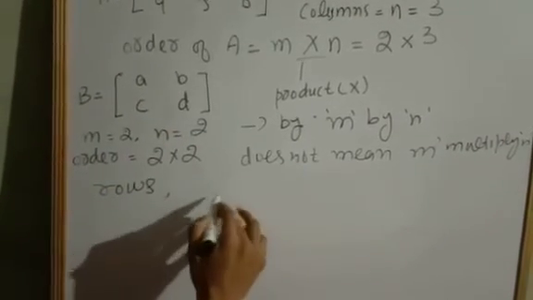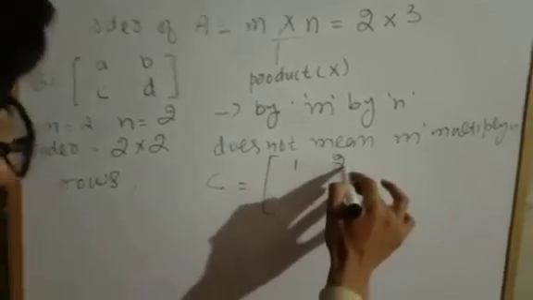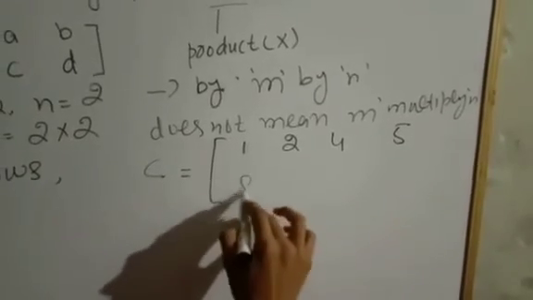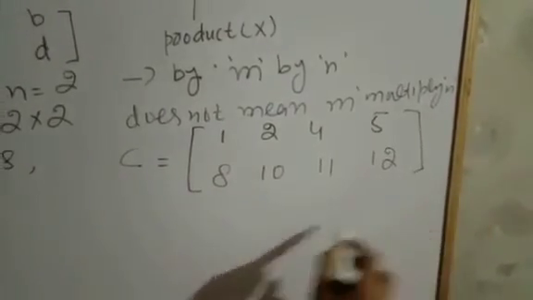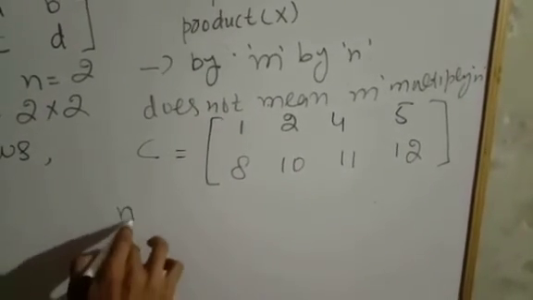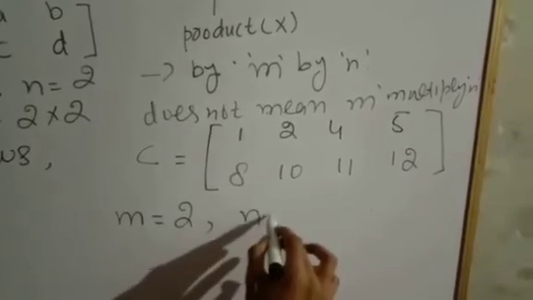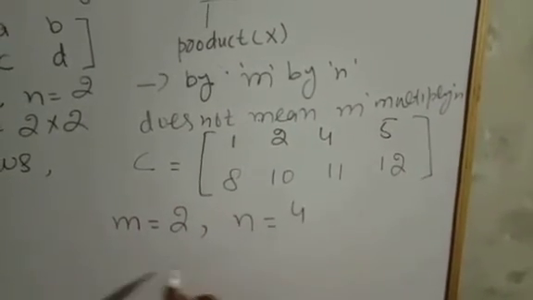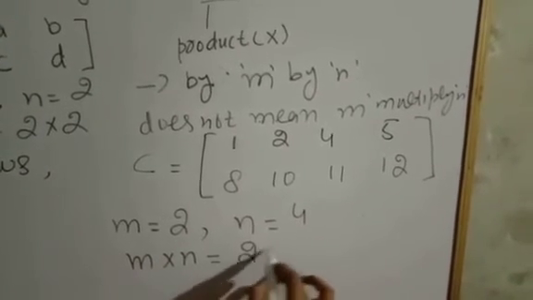And let's see another example. C is equal to 1, 2, 4, 5, 8, 10, 11 and 12. So the number of rows are 1 and 2 and columns are 1, 2, 3, 4. So the order will be m by n, which is equal to 2 by 4.